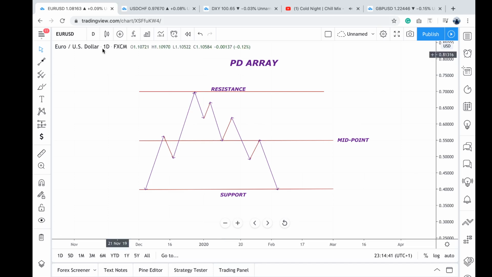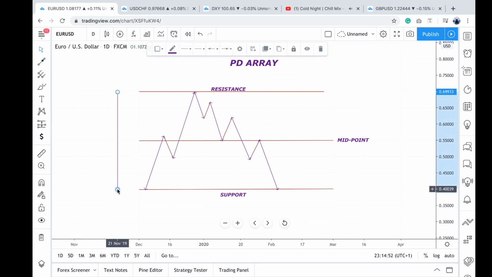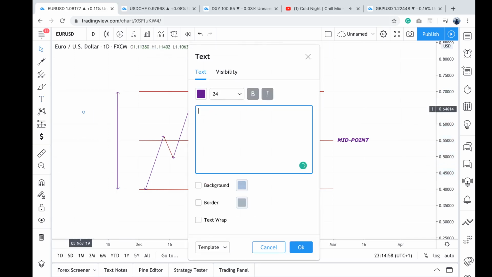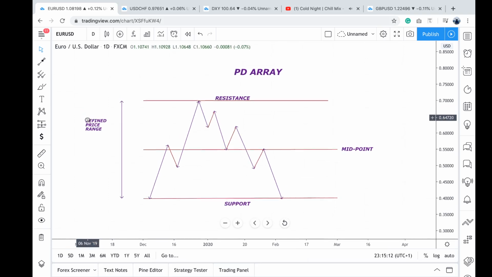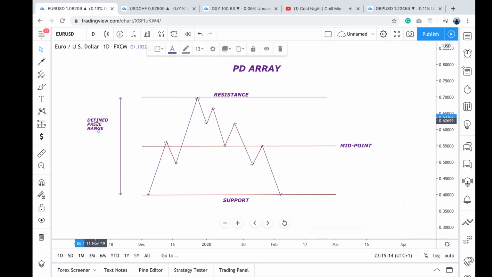Now, what I want us to do is imagine a price range. So I'll put these two arrow bars together to indicate that this is a price range. Let me edit this: let's define a price range. Make this font a little bit smaller, and there we go. Now let's assume this is a defined price range moving from support to resistance.